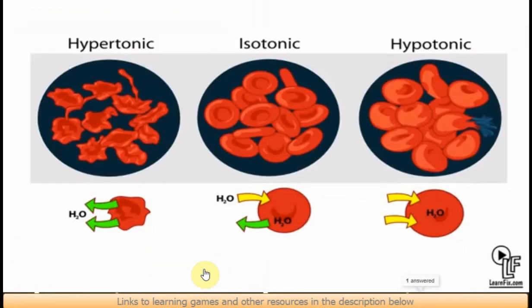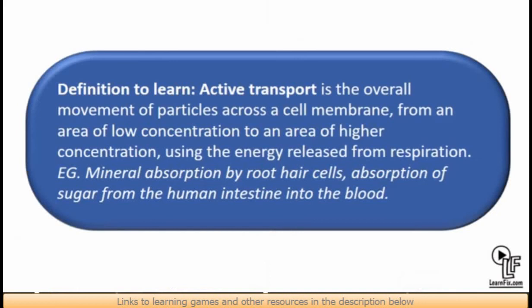Moving on to active transport. Living organisms can't always rely on the passive drifting of molecules as happens in osmosis and diffusion. Some substances need to be taken from an area of low concentration to an area of higher concentration against the concentration gradient. Now that uses energy, so it's referred to as active transport.